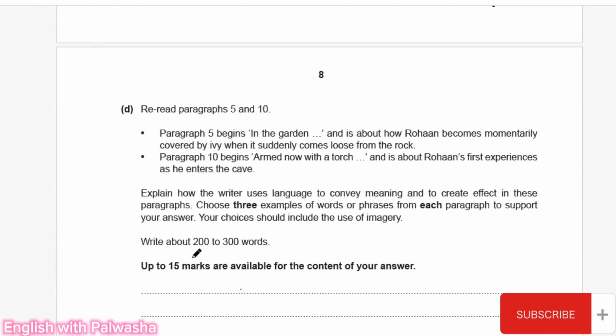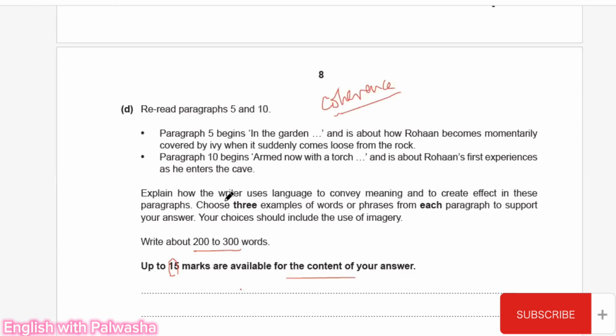And here the game is actually a bit upgraded one because we have to follow the word limit. It's 200 to 300 words, and we have to follow the word limit. And here we will be awarded 15 marks, which is only available for the content of your answer. The content should be accurately written. It should be written in coherence as well. We should not deviate from the specific paragraphs which are mentioned.